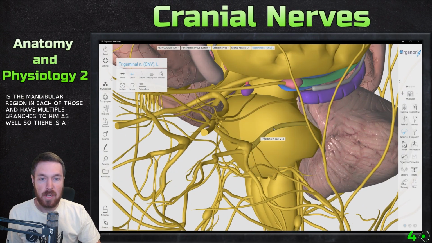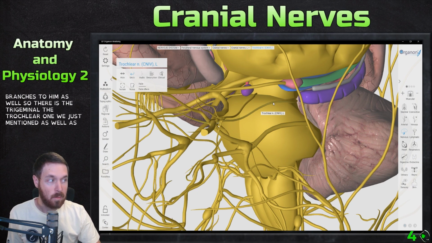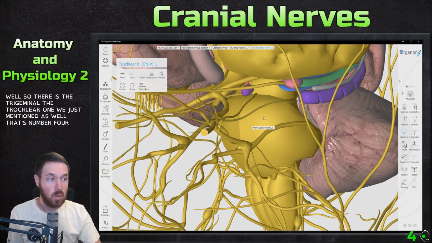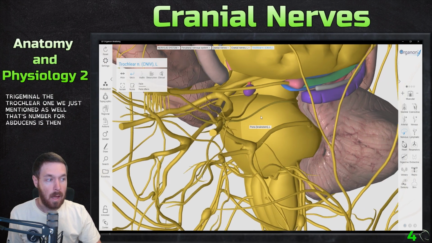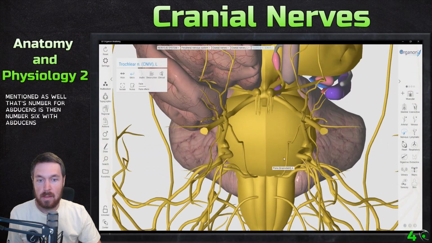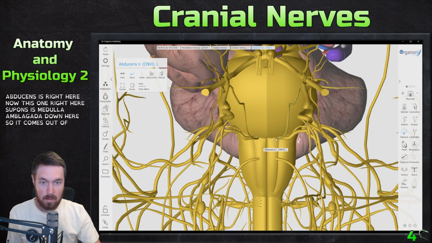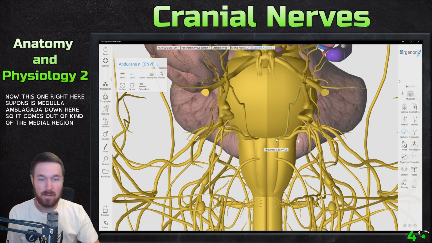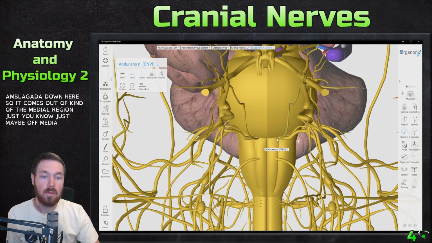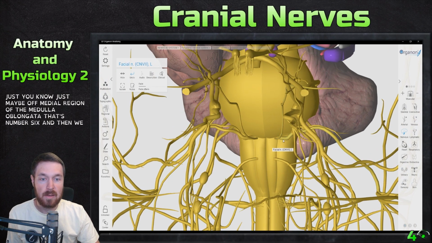So there is the trigeminal. The trochlear one we just mentioned as well. That's number 4. Abducens is then number 6. So abducens is right here. Now right here's the pons. This is the medulla oblongata down here. So it comes out of kind of the medial region, just maybe off the medial region of the medulla oblongata. That's number 6. And then right there is the facial nerve.